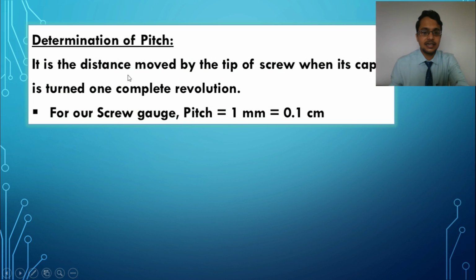Pitch is the distance moved by the tip of the screw when its cap is turned one complete revolution. That means the spindle part will move forward or backward by some distance if we rotate that cap by one complete rotation. Then that distance along the main scale is called the pitch. And for the normal screw gauge that we use in the laboratory, the pitch becomes 1 millimeter. 1 millimeter means 0.1 centimeter. Clear?